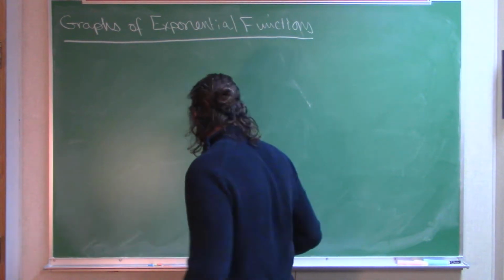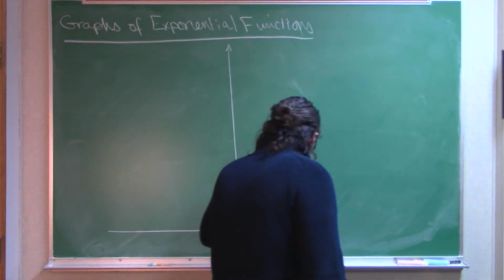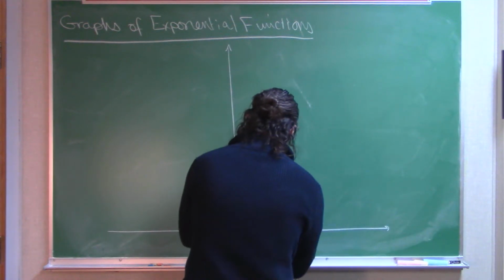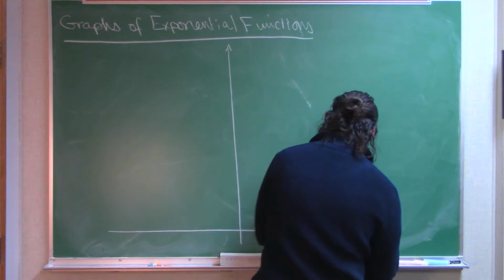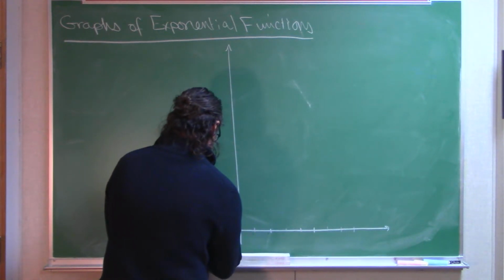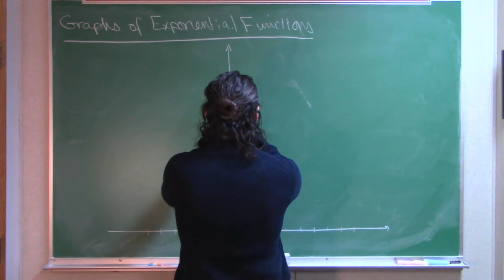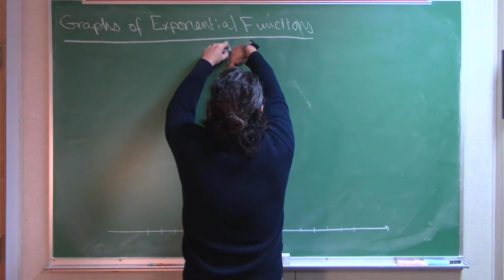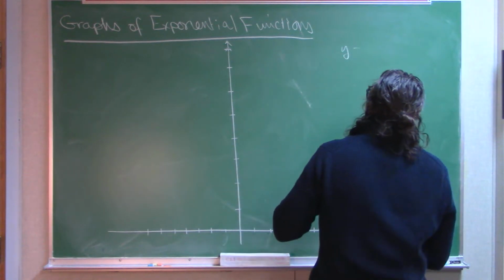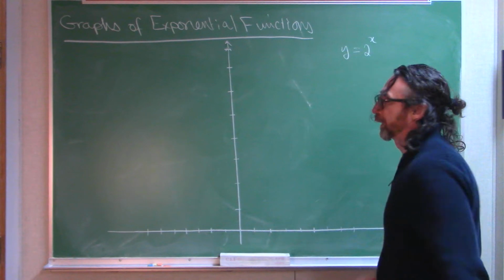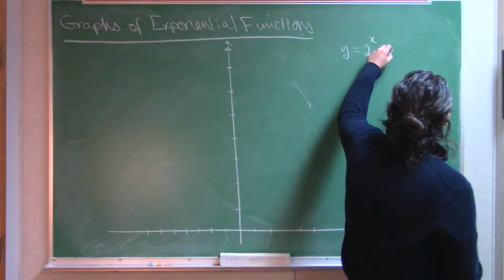By plotting the graph of an exponential function. Okay, so I'll draw it right here on the board. I'll be very careful to make my tick marks nice and evenly spaced, real methodical when I'm drawing this. Okay, so I'm going to plot the graph of y equals 2 to the x. Whenever I talk about an exponential function in this course, I mean a function with a variable exponent.